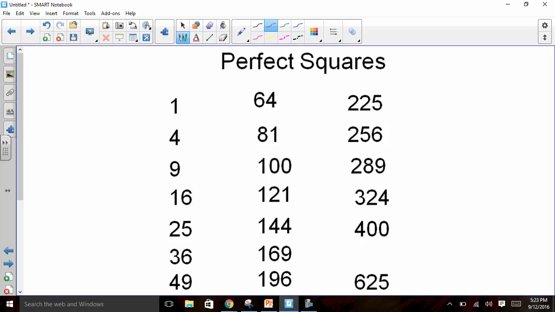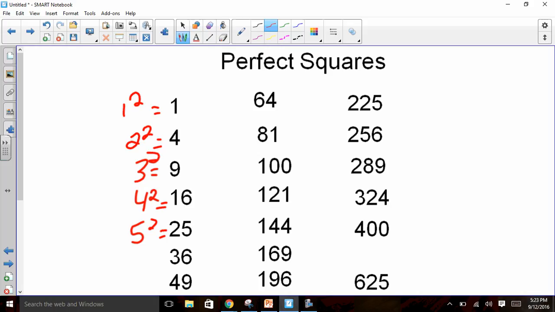So in order to understand how to simplify square roots, we first need to understand what a perfect square is. A perfect square is the same number times itself. So for example, 1 squared is 1. 2 squared is 4, because it's 2 times 2. 3 squared is 9. Oops, forgot that little squared part. 4 squared is 16. 5 squared is 25.